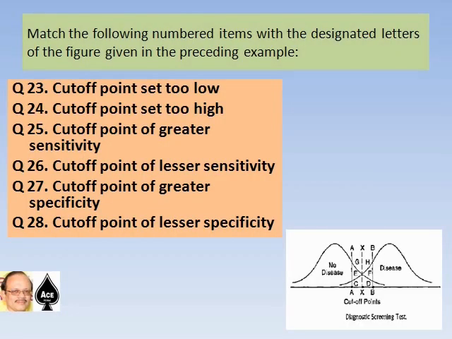Match the following numbered items with the designated letters of the figure given in the preceding example. The cutoff point set too low, the cutoff point set too high, the cutoff point of greater sensitivity, the cutoff point of lesser sensitivity, cutoff point of greater specificity, and the cutoff point of lesser specificity. Answers are given at the end of this video session. Please write down your answers now itself, and we shall check the correctness at the end.